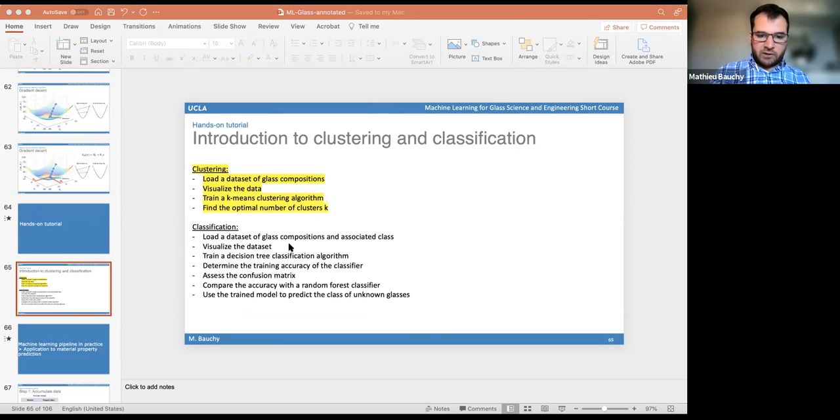Then we'll start the k-means algorithm, and we are going to make some plots to see what kind of clustering is done. Again, you can say, I want to try different values of k.